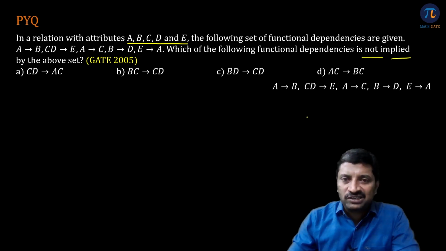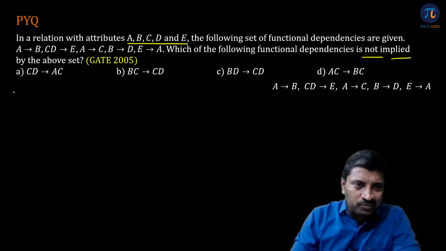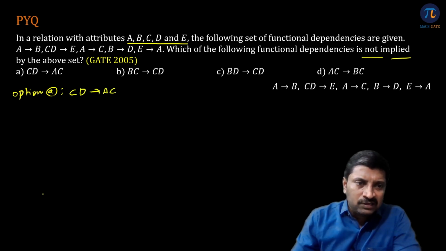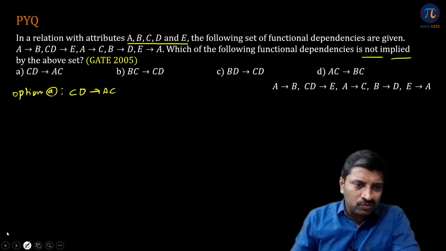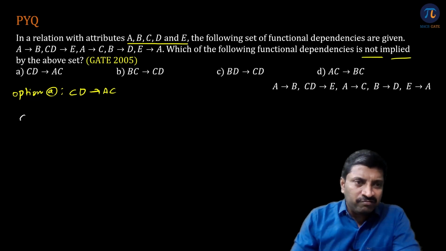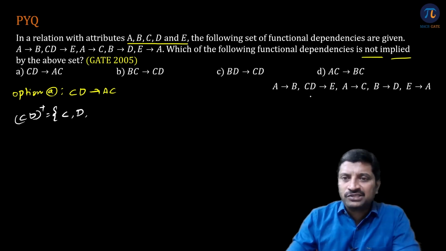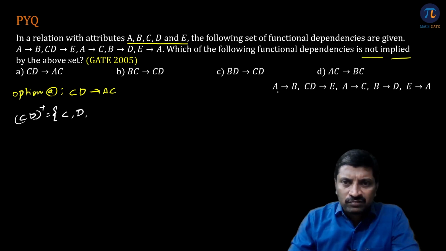So these are the functional dependencies, sir. Let us try the options one by one. So option A, CD implies AC. So what we need to do, sir? Find the closure of CD. With the C, I can find C. With the D, I can find D. Anything else, sir? So A we cannot apply, sir.